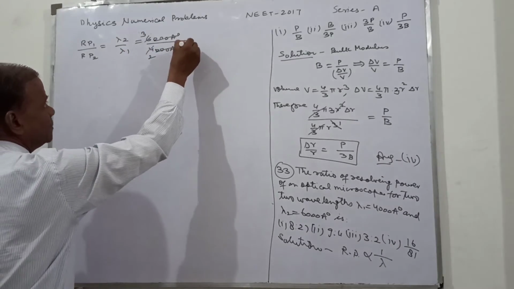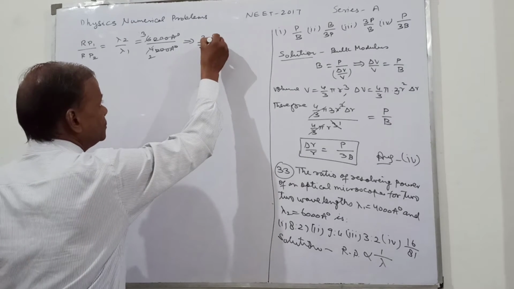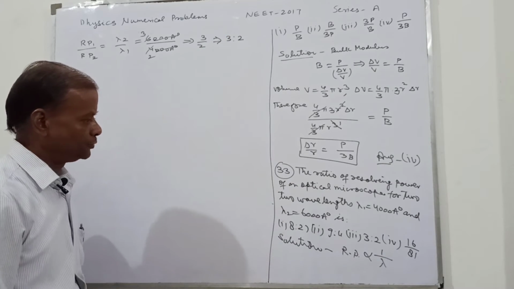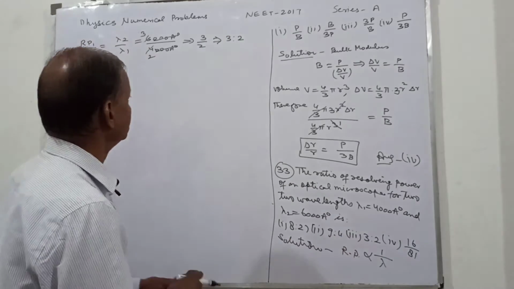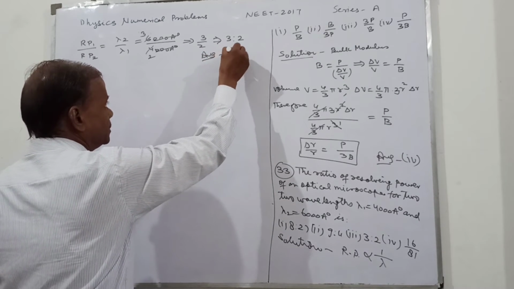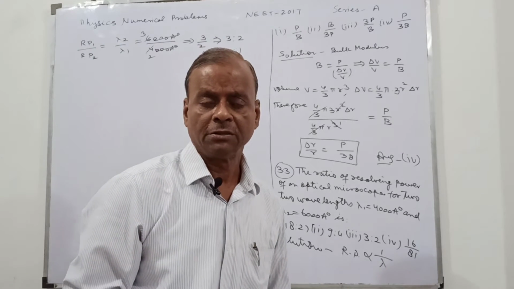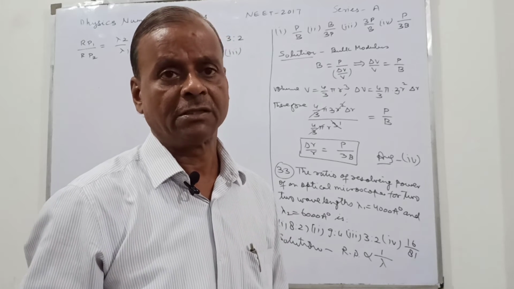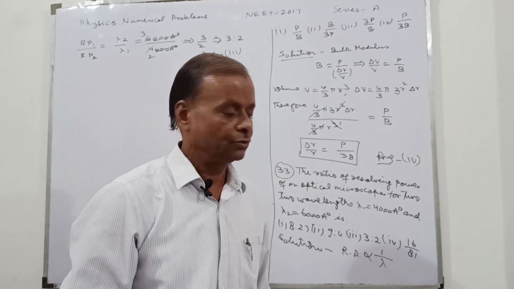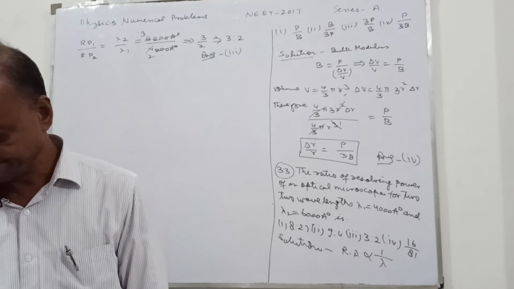So what we have? 3 upon 2. So we are having the ratio 3:2. So 3:2 is now option third. So our answer is third. So this is how to apply the formula. Nothing more to think about it. You should know the relation between the resolving power and the wavelength of the light used. So by having this one, you can find the direct answer.